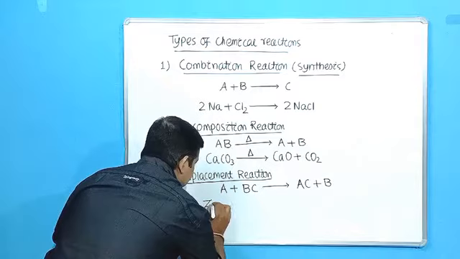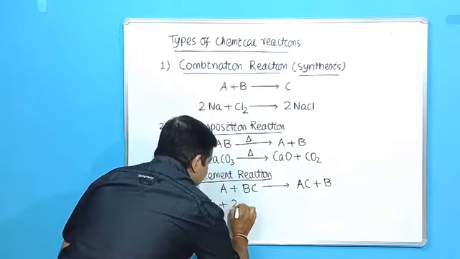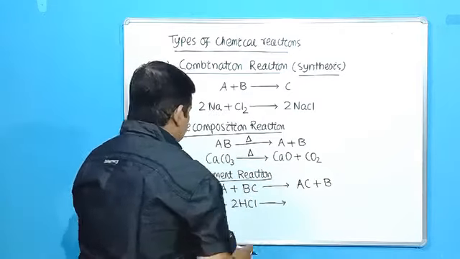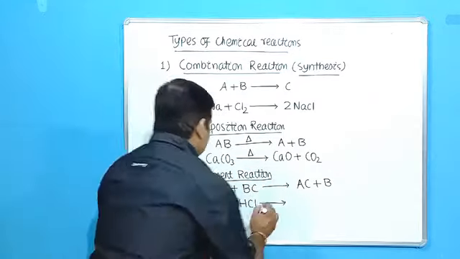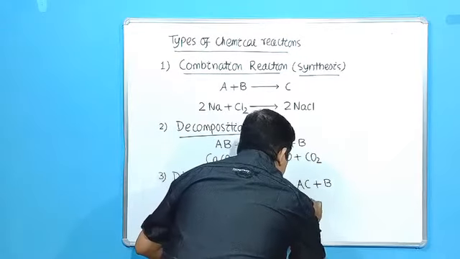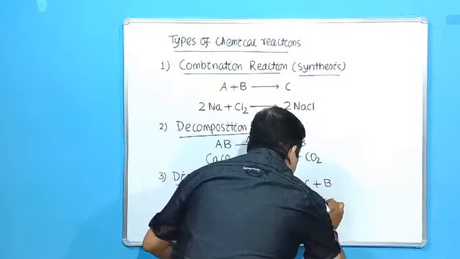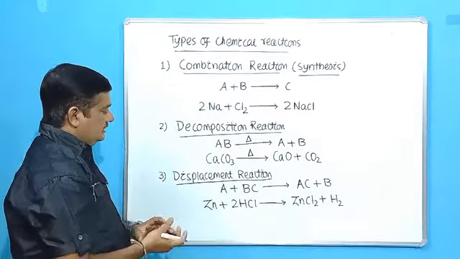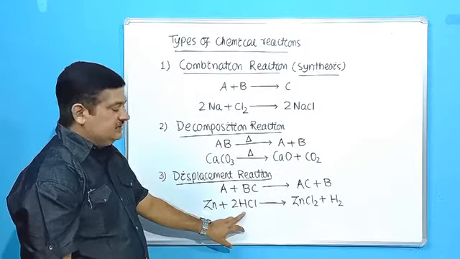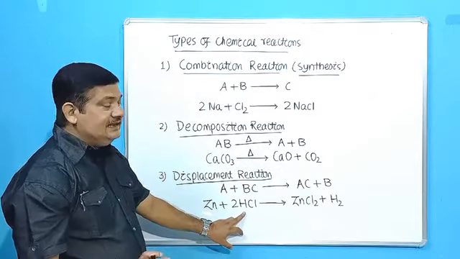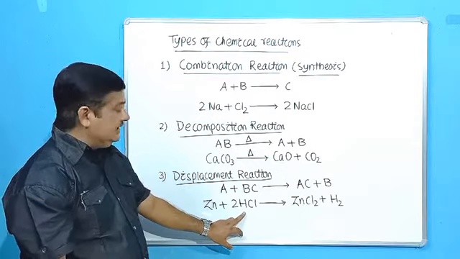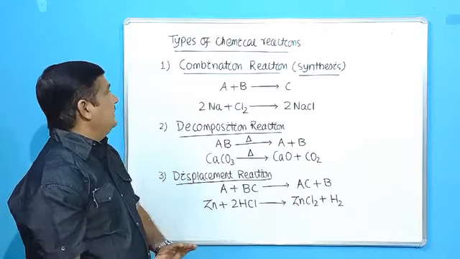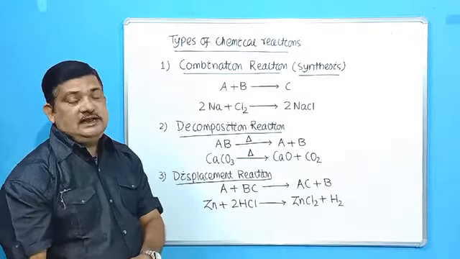For example, zinc plus 2HCl. Now ZnCl2, zinc will displace hydrogen here. So ZnCl2 plus H2. Zinc has displaced hydrogen. So when a single entity is displaced by a similar entity, then that reaction is called a displacement reaction. So these are the first three examples of chemical reaction. We will discuss the next.